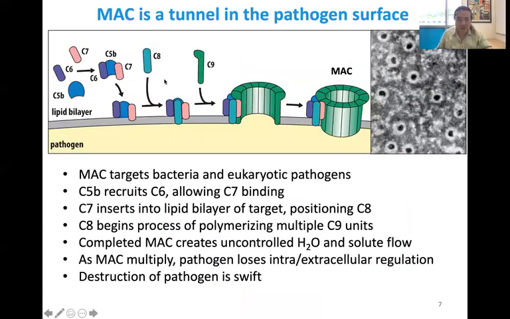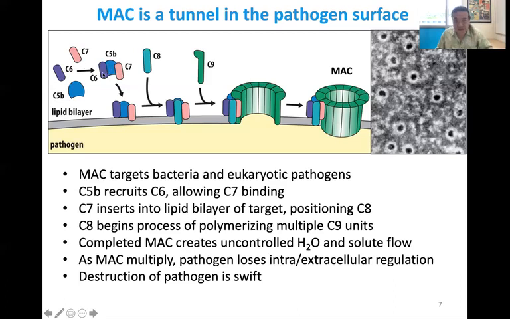Okay. That's what's pictured here. The MAC is essentially poking a hole in the surface of the bacteria. It is a complex that makes a tunnel through the membrane of the bacteria so that water now flows uncontrollably through it. Here you can see this is the C5b from the previous slide that was made, and it begins to recruit complement C6 and C7.